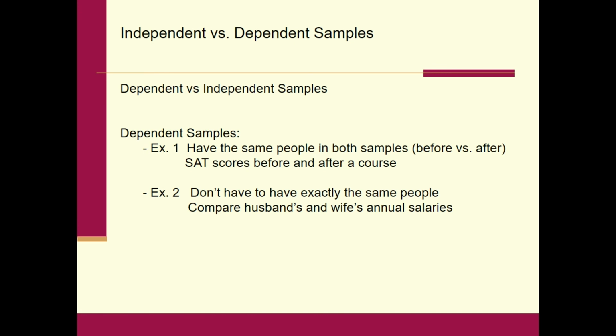Okay, so let's say that we make wives population number 1. Her salary is going to be compared to who? Her husband's salary, and only her husband's salary. There's no one else to compare it to if we're comparing husbands' and wives' salaries.